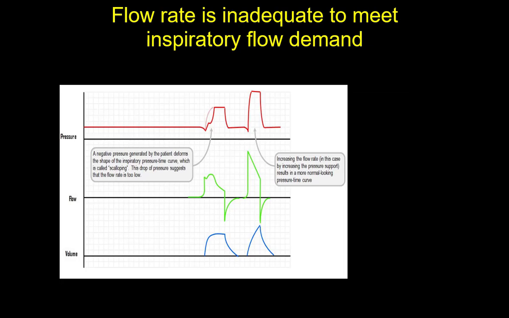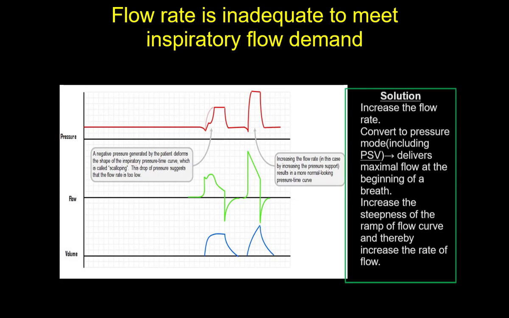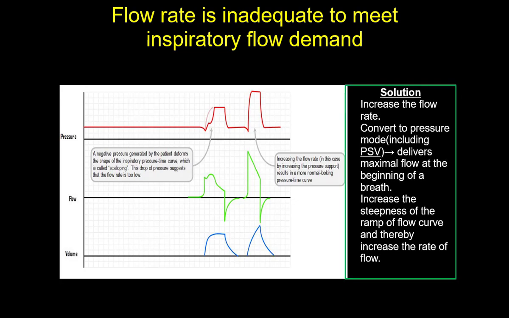Third, if flow rate is inadequate, we have seen this scooping out of the inspiratory waveform. We saw that. Solution: we increase the flow rate, but flow is fixed in volume control. You can't increase the flow rate, right? So flow is fixed. So you convert it to a pressure format where the flow is variable.